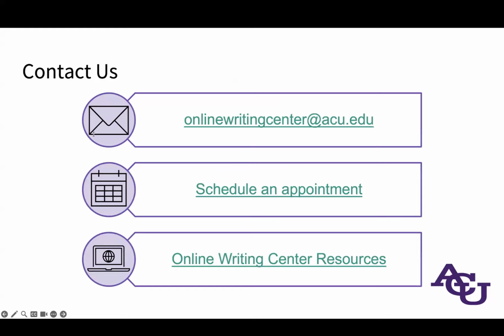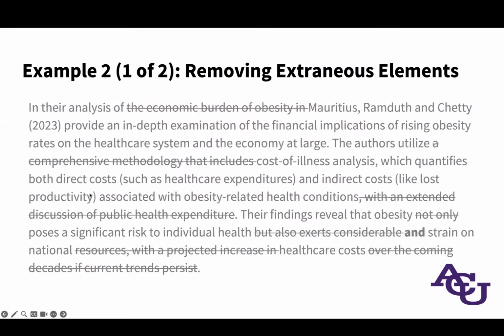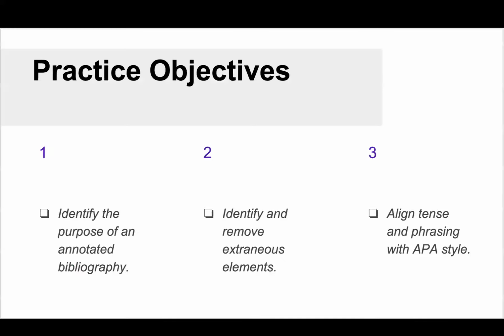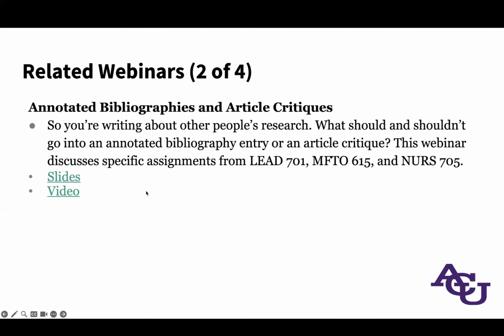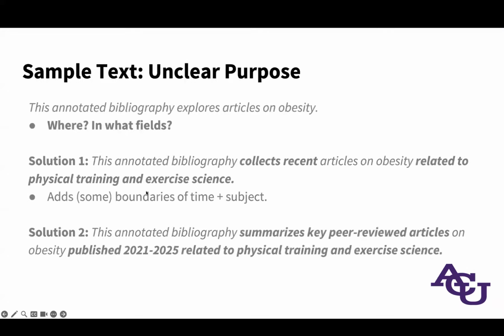So that's our short guide to how to revise your annotated bibliography entries, whether this is going to be for the initial assignment or on the revisions. And to review our objectives here, we talked about the purpose of an annotated bibliography, how to identify it in the literature and to clarify in your own writing. We talked about how to remove extraneous elements from the annotations, and we finished by talking about how to align tense and phrasing with APA style.